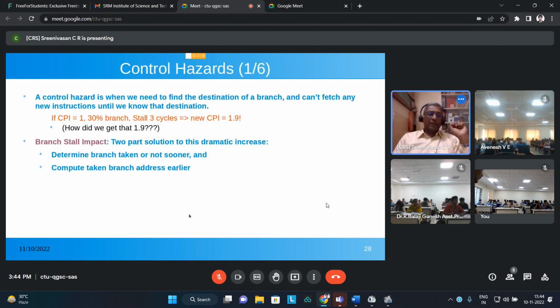Now let's come to control hazards. Here we need to find the destination of a branch, like the traffic example which I gave.